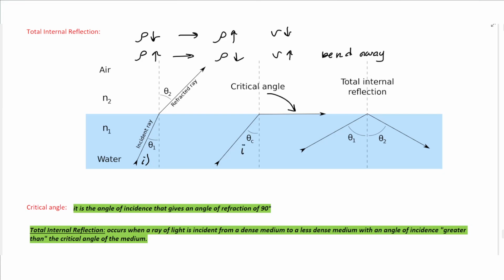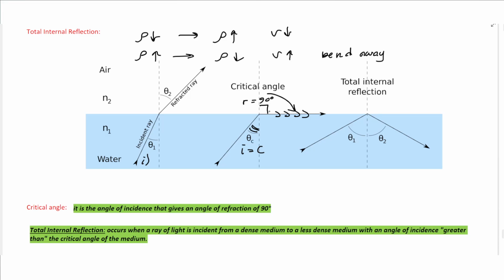If the angle of incidence gives an angle of refraction of 90 degrees, which means that the ray goes on the surface, we call the angle inside the medium, or the denser medium, the critical angle. So if the angle of incidence is equal to the critical angle, the refracted ray will be on the surface of the boundary between two media, or it will have an angle of refraction of 90 degrees. So the definition of critical angle: it is an angle of incidence that gives an angle of refraction of 90 degrees.